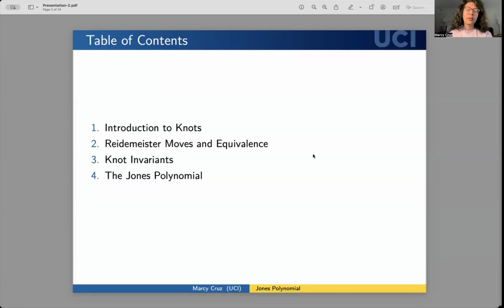To begin, we're going to start with a short introduction to knots, including a definition, followed by a discussion of the Reidemeister moves and their relation to knot equivalence, after which we will define a knot invariant, and finally, which will allow us to move into our discussion on the Jones polynomial.